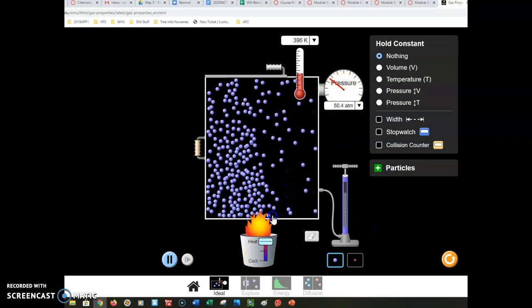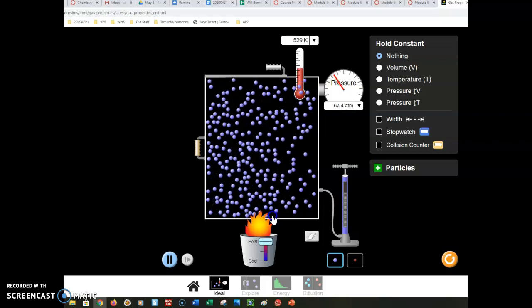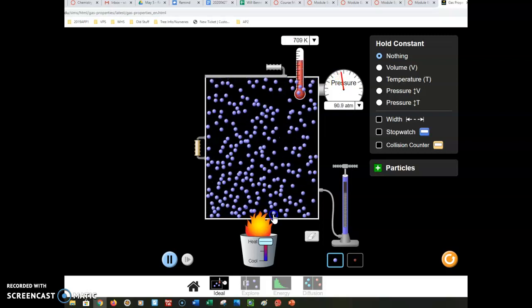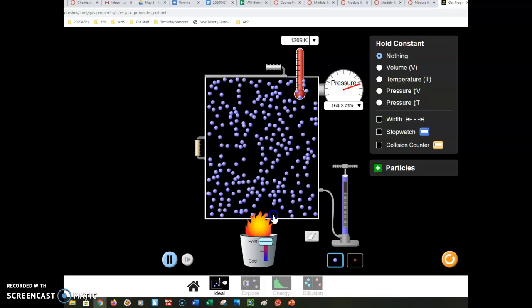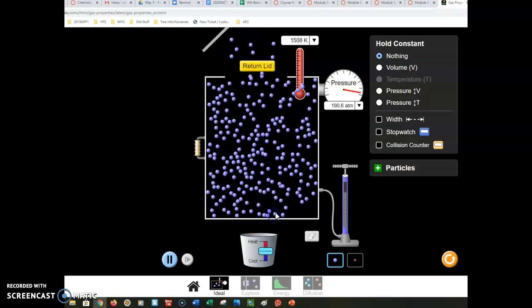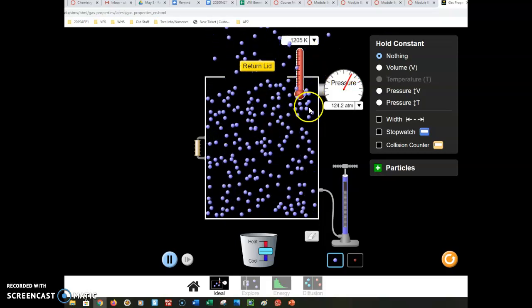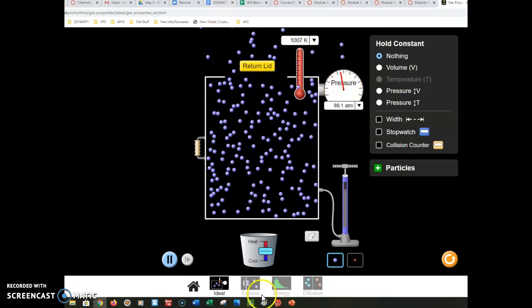But if we're careless and we just keep heating and keep heating and keep heating, this could be a real thing, say a boiler that's lost temperature control. Eventually it gets so hot that the pressure goes up so much that it blows the lid off.